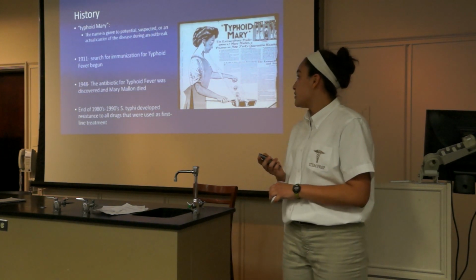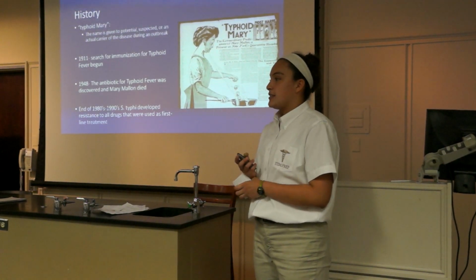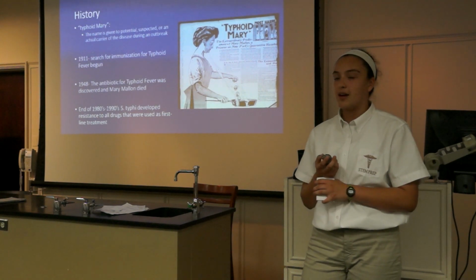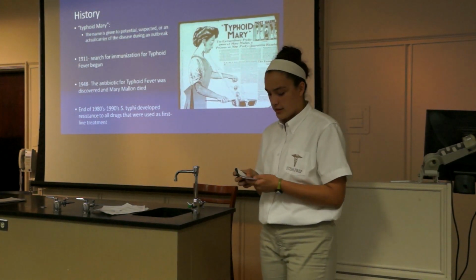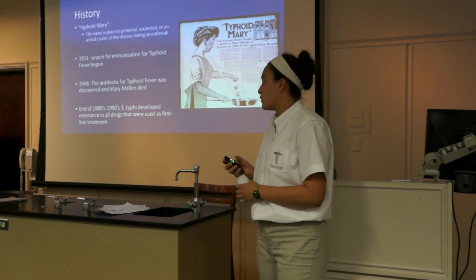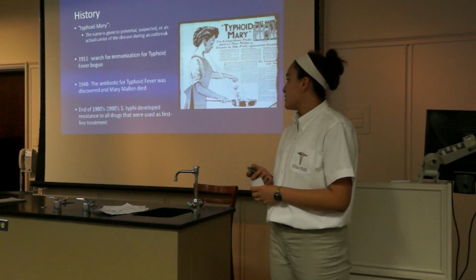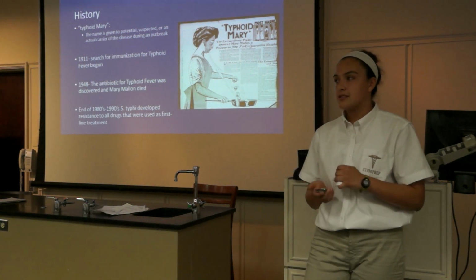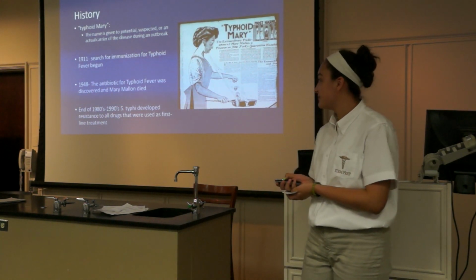In 1911, the search for immunization against typhoid fever began, and it wasn't until 1948, when Mary Mallon died, that the antibiotic against typhoid fever was discovered. And then in 1950, chloramphenicol-resistant typhoid fever became a problem, and it wasn't until the end of the 1980s to 1990s that Salmonella typhi developed resistance to all drugs that were being used as first-line treatment.